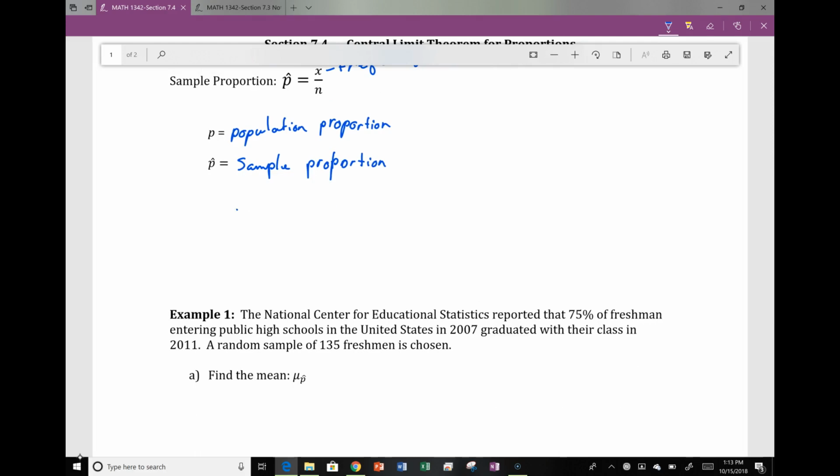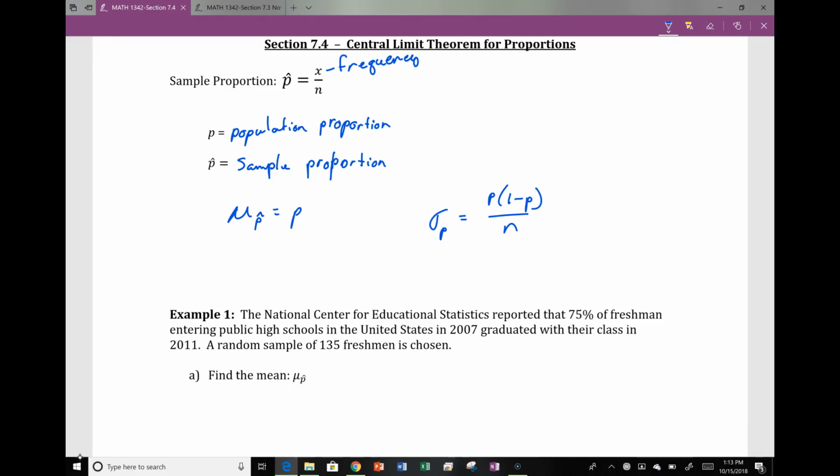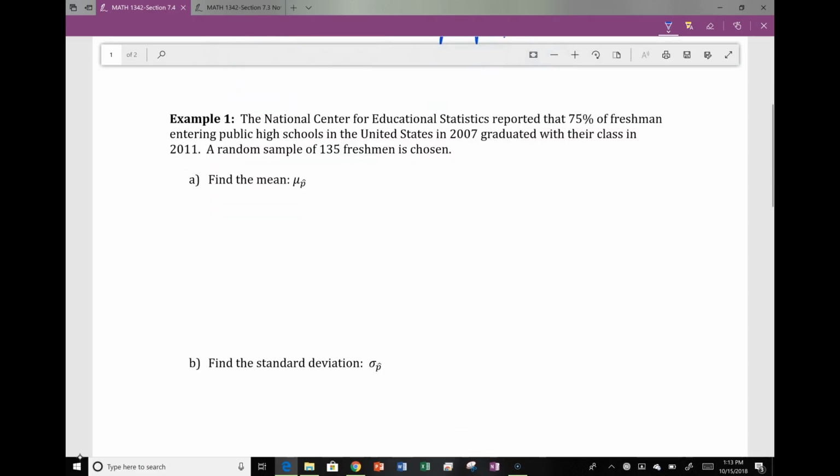The mean for our proportions, so for p hat, is going to be our p, our population proportion. That's what we're looking at. That's going to be our mean. Now our standard deviation is going to be our proportion times 1 minus p divided by n, and we have to take the square root of that. So it's our proportion times the proportion of those that do not do this type of thing divided by n, and we always have to take the square root because we want the standard deviation.